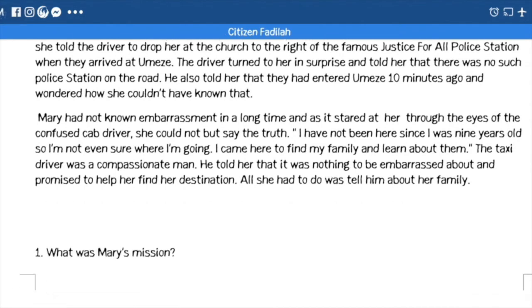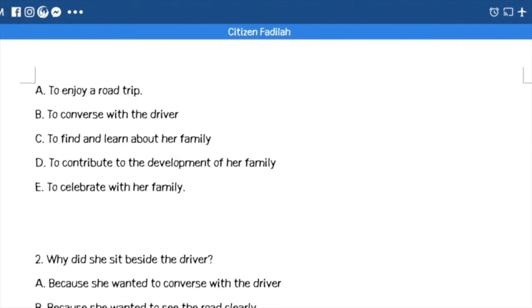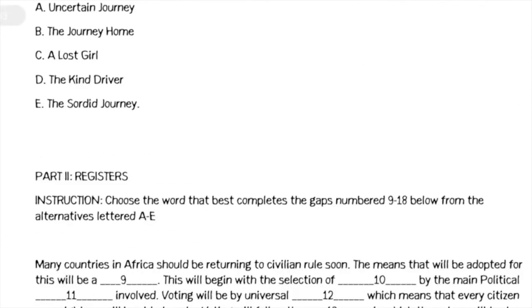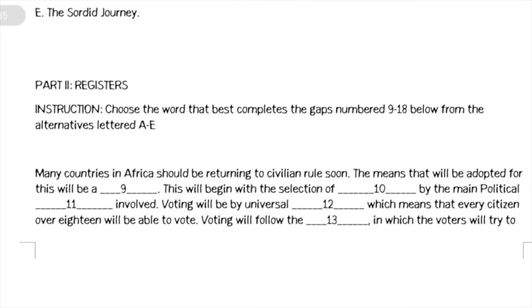And for those of you who answer the questions on your own, I want you to evaluate yourself. I'm going to introduce you to the next part of the exam called registers. This part is always a little tricky. So we're just going to talk about it and you can try the questions on your own. I hope you do well.